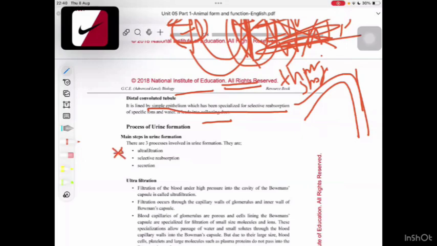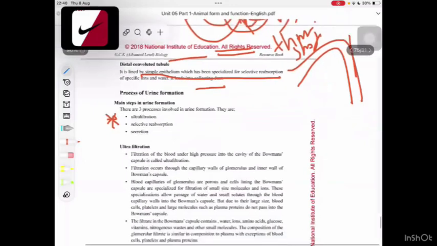This is an SCQ. There are three processes. They will ask you what the three processes in urine formation are. Ultrafiltration, selective reabsorption, and secretion are the three processes. Okay, now let's go through each part.